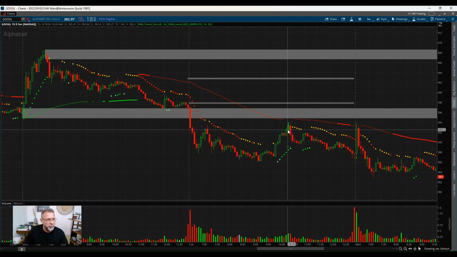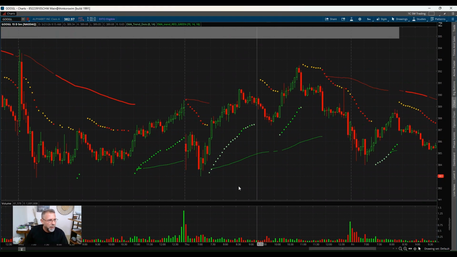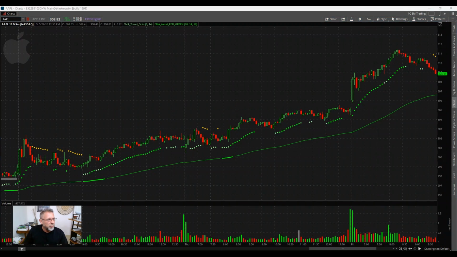Nothing's guaranteed in the stock market, but it's very difficult to trade markets where there's chop. But if you have an established trend, these dots will follow the trend and keep you on the right side. So let's look at a couple of other charts here. This is the Apple chart.